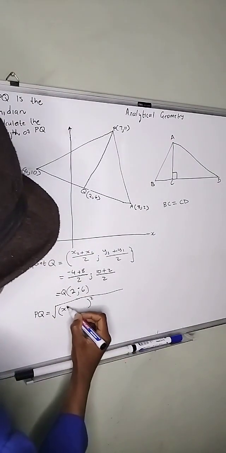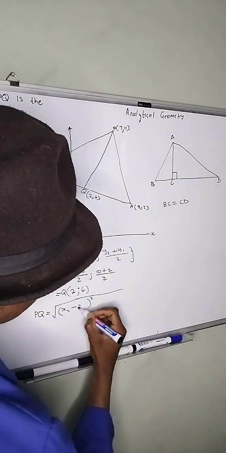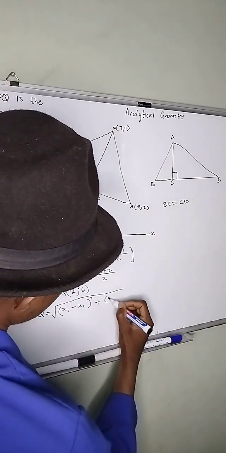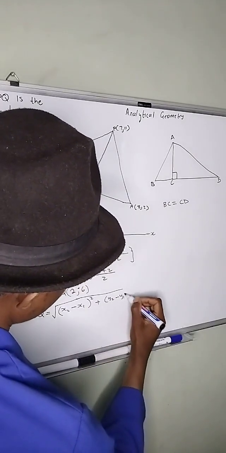It's going to be x2 minus x1 plus y2 minus y1.